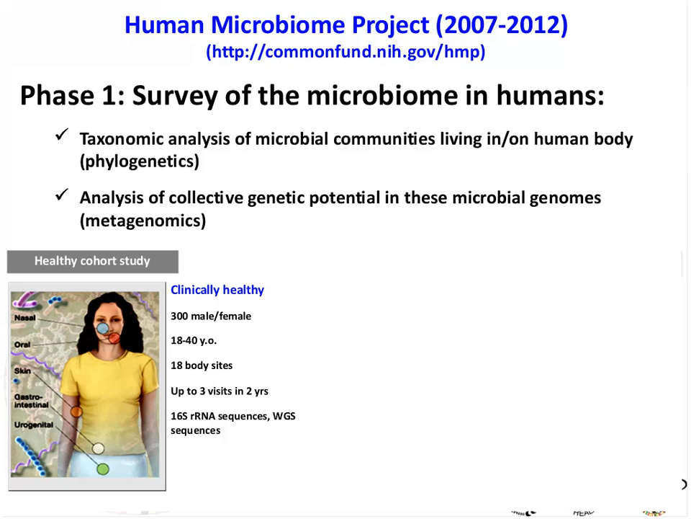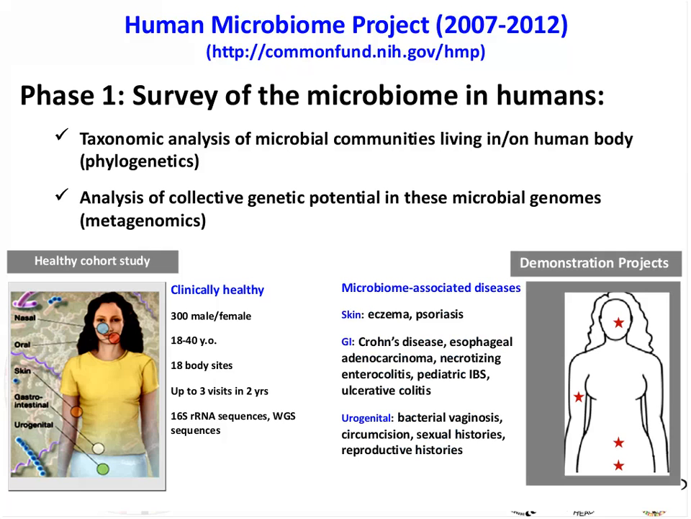18 body sites across these 5 major body regions were sampled simultaneously, and phylogenetic analysis, the taxonomic data I referred to, as well as metagenomic data was collected on those volunteers. So that was one of the cohort studies. The other cohort study is what we fondly know of as demonstration projects.